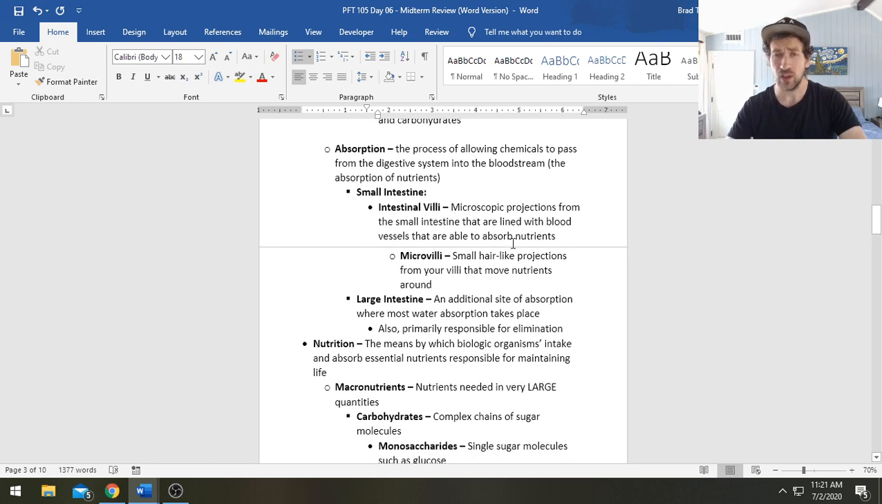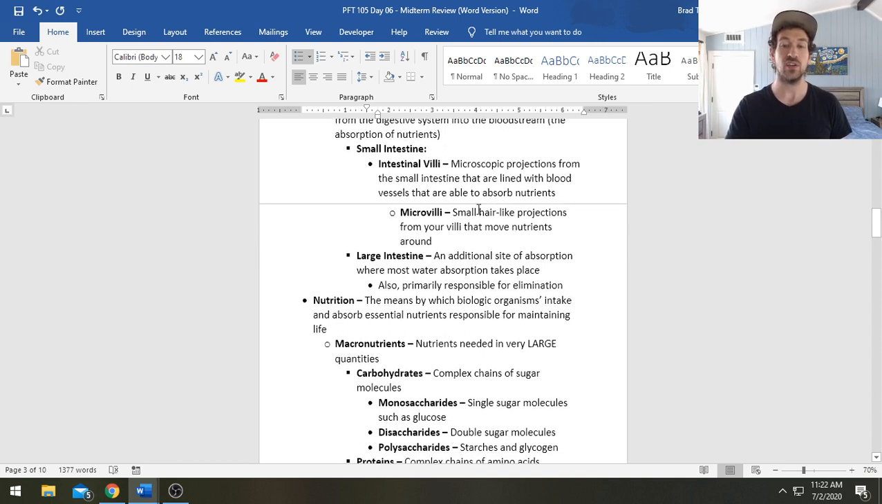So now all that took place in the first part of the small intestine, but now we start to get into the main body of the small intestine, where the small intestine goes to work doing its main job, which is absorption, the process of allowing chemicals to pass from the digestive system into our actual bloodstream. And in your small intestine, you're going to have all of these tiny hairs called your intestinal villi, or you can just call them your villi, right?